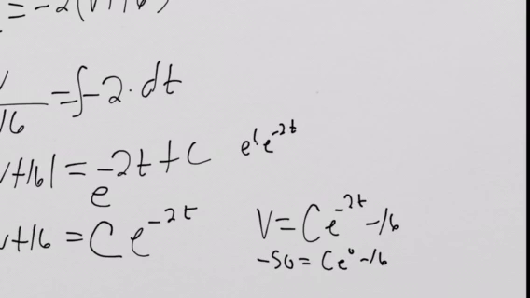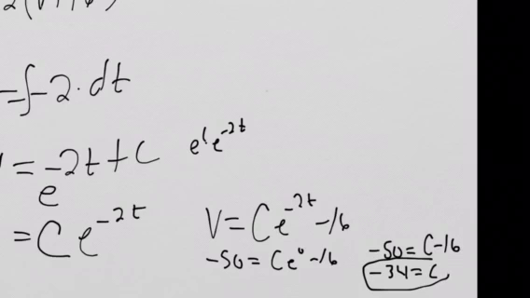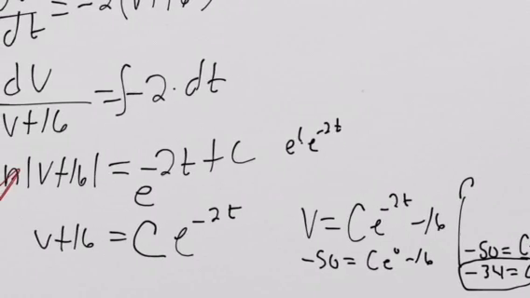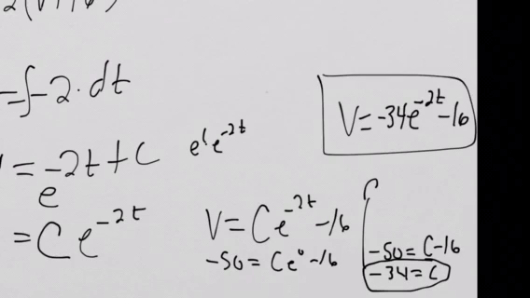E to the 0 is just 1. So that means we have -50 equals c minus 16. So then if we add 16 to both sides, we get -34 equals c. So that tells us that v equals -34 e to the -2t minus 16. It's our final v in terms of t.